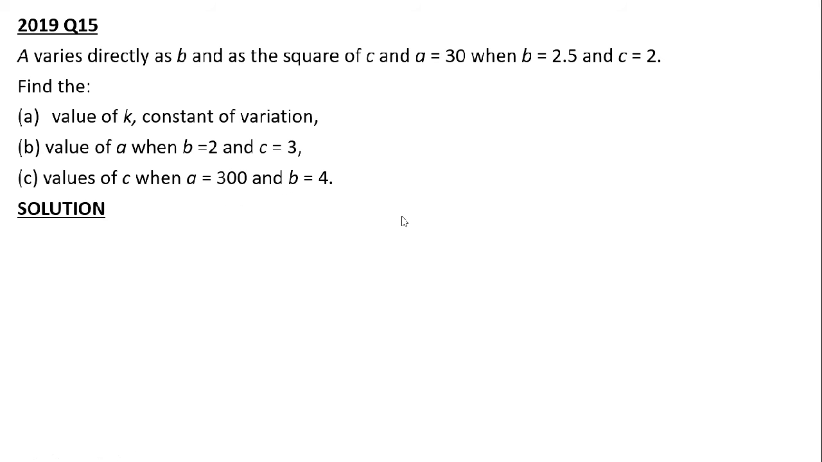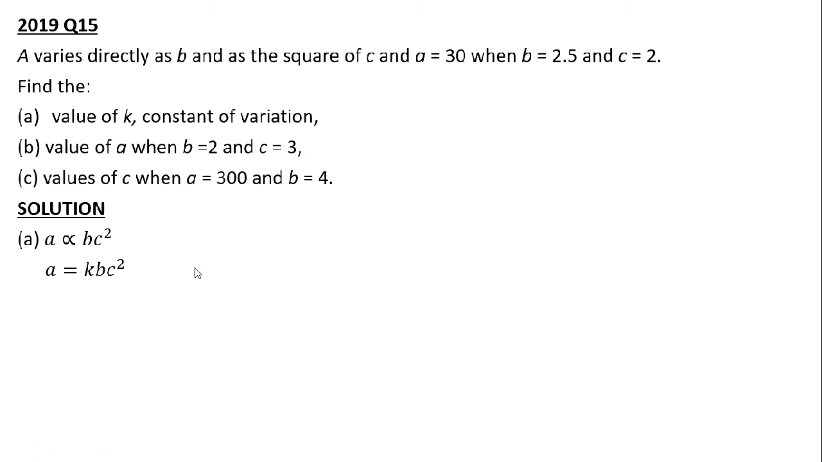So we'll take it step by step. a varies directly as b and as the square of c. So we are going to say a varies as b and the square of c. We'll remove the variation symbol, replace it with equal to. When we introduce the equal to sign, we also introduce the constant of variation k. So it will be a equal to kbc squared.